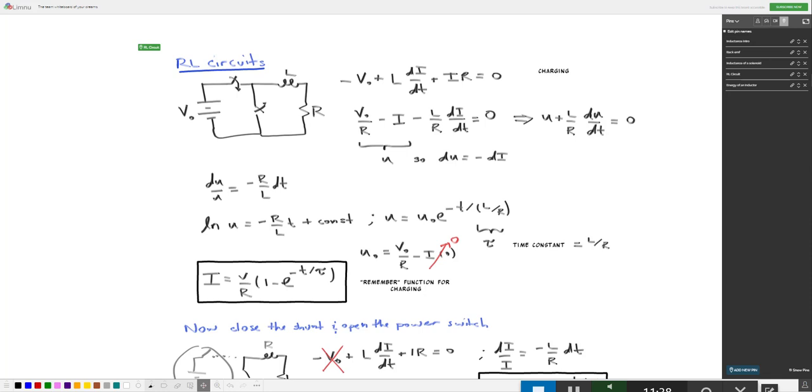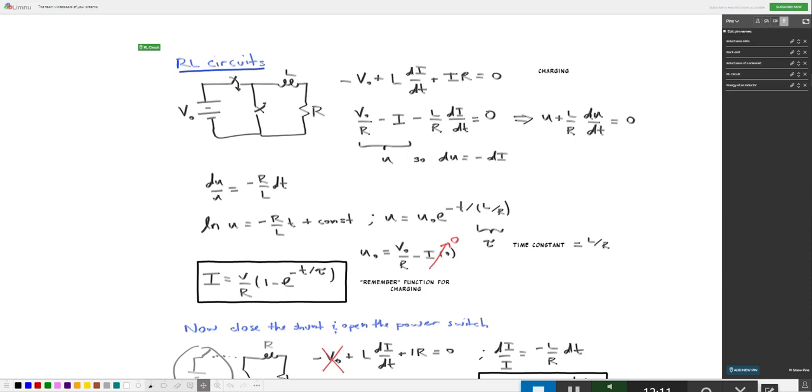And don't forget your integration constant, because when you take e to both sides, you have e to the log U, which is just U, equals e to the minus R over L t plus a constant. But if I have two terms summed in the exponent, that's the same thing as multiplying the two bases together. So this would give me e to the minus R over L t times e to some constant. But e to some constant is just another constant, so I'm calling that constant U naught.